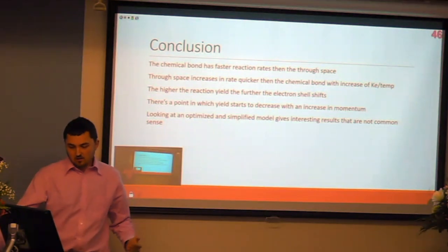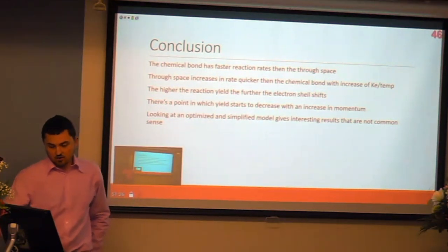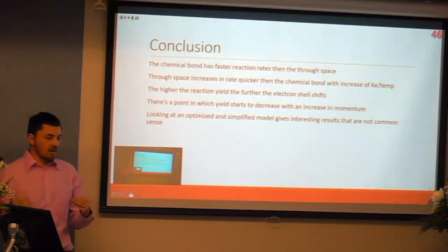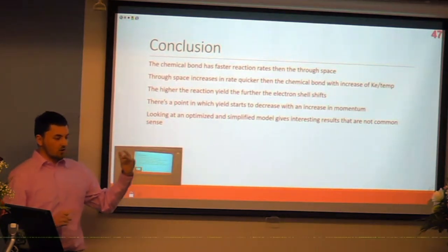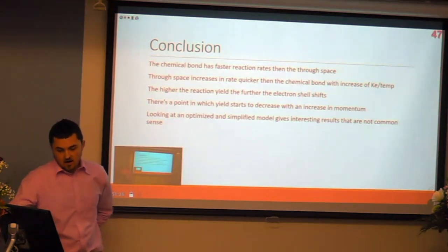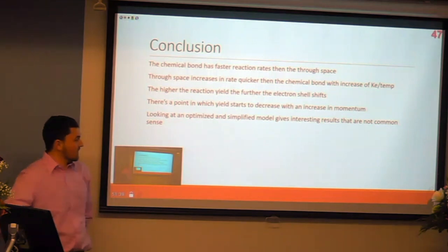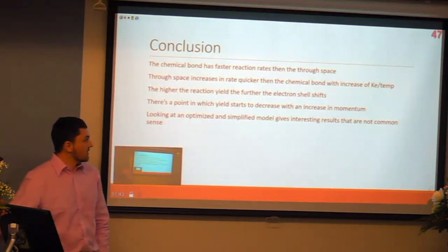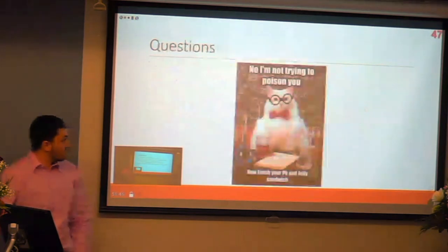Higher reaction yields yield further electron shifts, and there's a point at which yields start to decrease because the momentum overpowers and the electrons are able to jump back and forth between the donor and the acceptor. We're looking at a very simplified version of this scenario due to it just being a learning experiment.